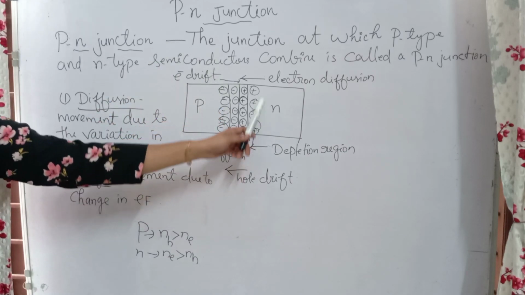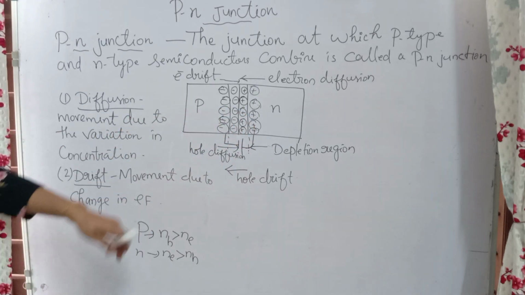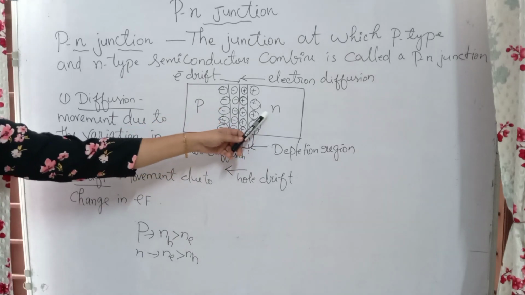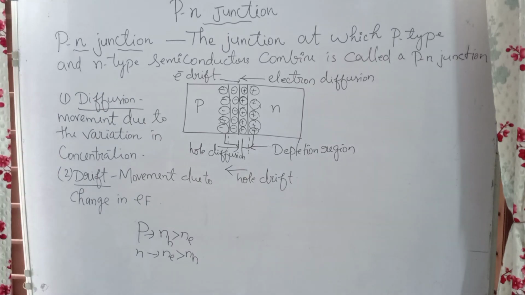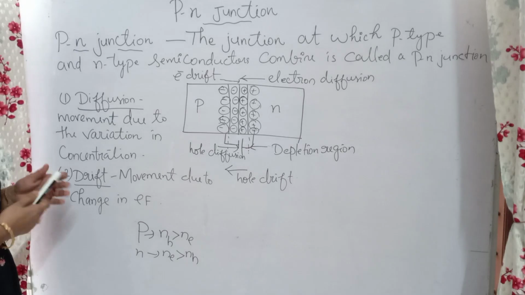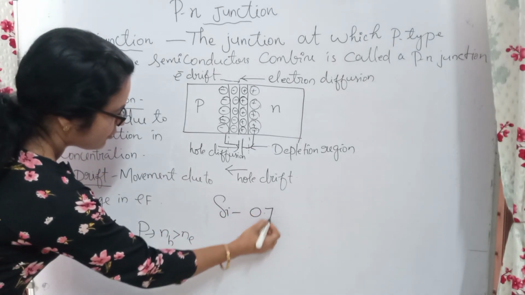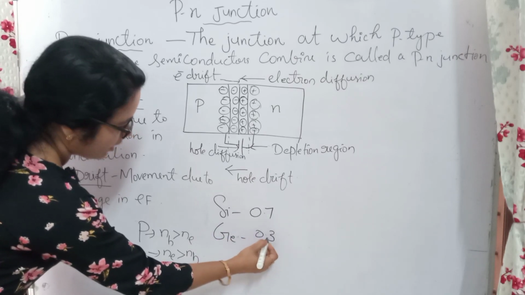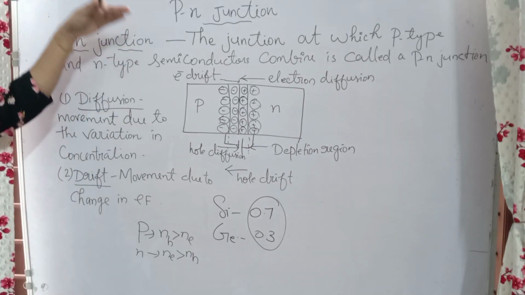So the region will have 0.7. That means if we are giving more than 0.7, the electrons can cross the region and come to the P region, right? So that potential barrier for silicon is 0.7, and for germanium it is 0.3. So these two values you also have to remember. So this is all about the PN junction.